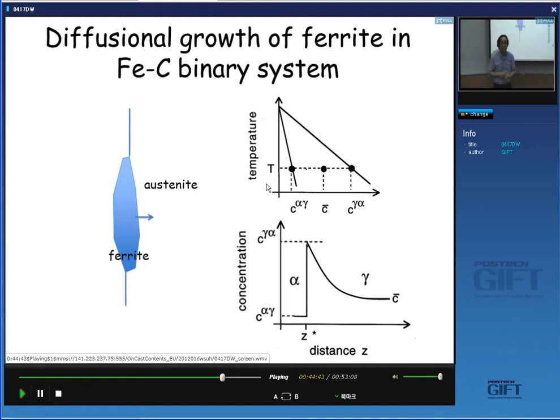So for the growth of the ferrite, the carbon should be rejected from ferrite and should be accommodated into austenite. So you can imagine that the concentration profile of carbon is like this one. Here is our initial composition, and this is the composition in austenite side, and this is the composition in ferrite side. So when you evaluate the flux of the carbon and the movement of this boundary, we can estimate the growth rate of ferrite nucleated in the austenite grain boundary. Okay?